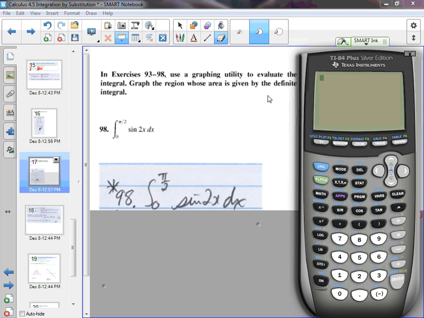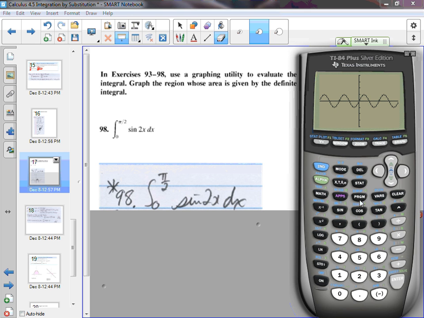All right, so let's let y, let's see, I need to switch to radians. I'm in degree. So make sure you're in radians. And we have y equals the sine of 2x. Let's graph that thing. So there's the graph of y equals the sine of 2x.